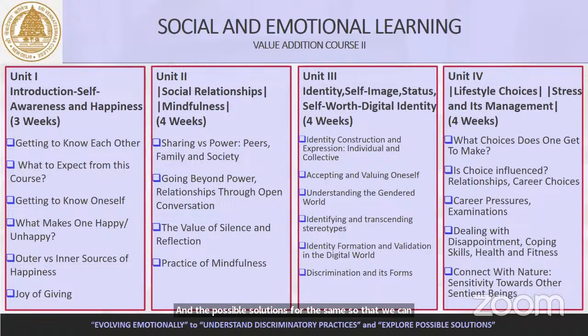The overall syllabus is divided into 4 units. The first unit talks about self-awareness and happiness. Unit 2 talks about social relationship and mindfulness. Unit 3 talks about self-image, status, self-worth, and digital identity. And the last unit talks about lifestyle choices and stress and its management.